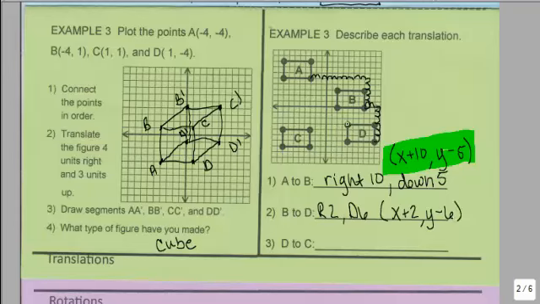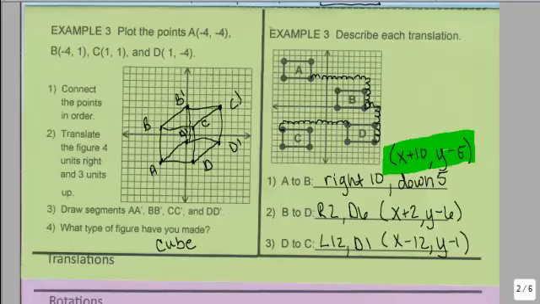D to C, it moves 1, 2, 3, 4, 5, 6, 7, 8, 9, 10, 11, 12 to the left. And it goes 1 down. So X minus 12 because we're going to the left, and Y minus 1.